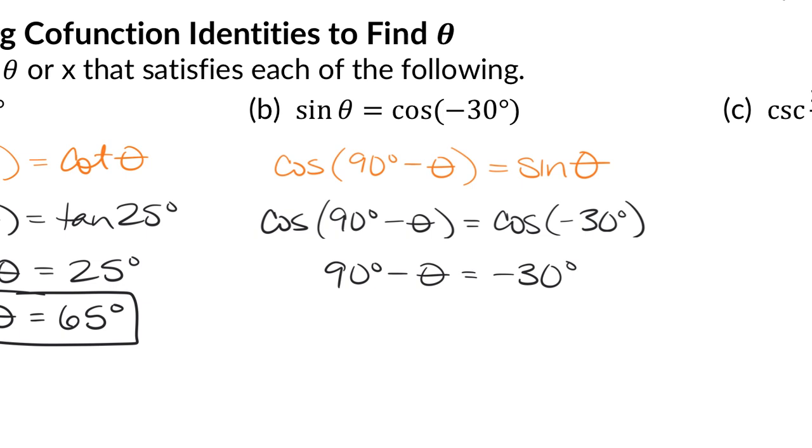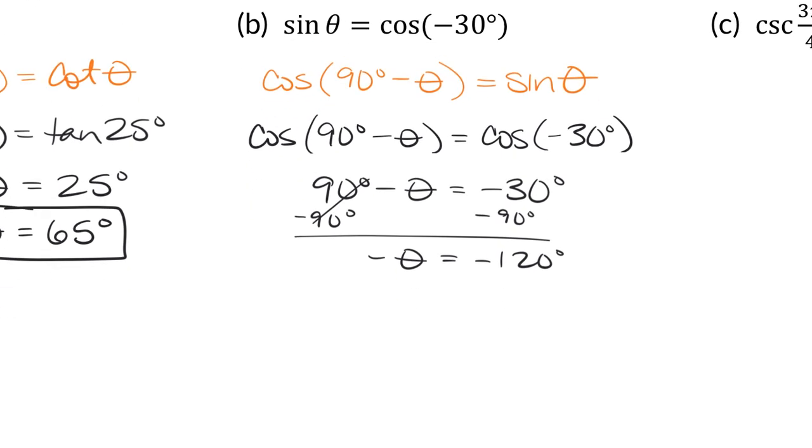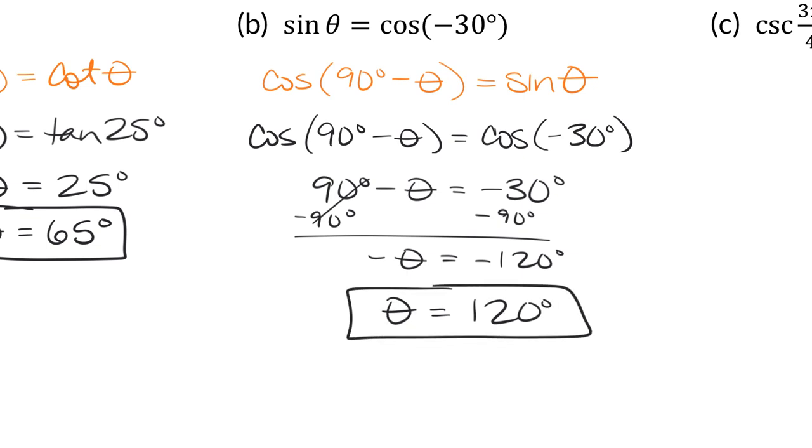Let me show you some solving steps in case you're like, where did 65 come from? Here's what we're doing. We're isolating theta. We're subtracting 90 from both sides. This becomes negative theta equal to negative 120. If negative theta is negative 120 degrees, what is theta? Positive 120 degrees. So I'm just solving at the last little bit there for theta, once you identify which cofunction identity you can use.